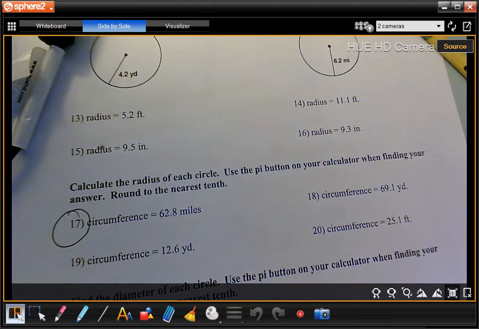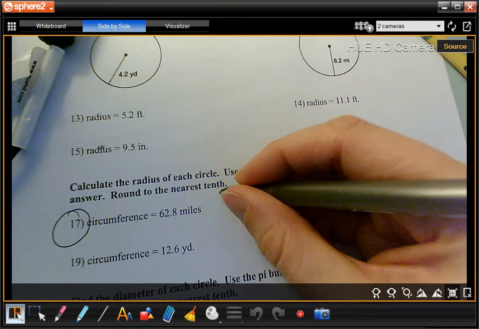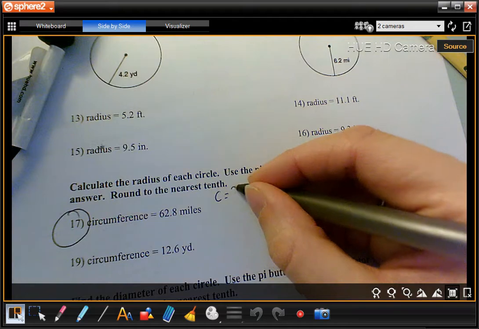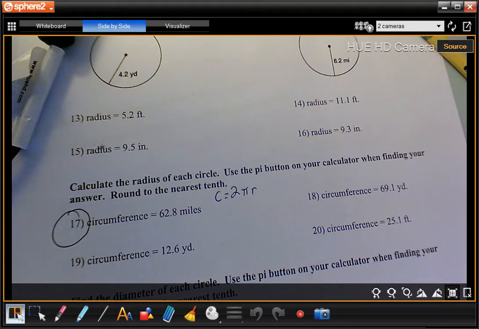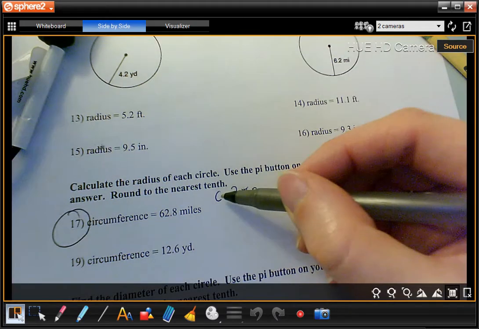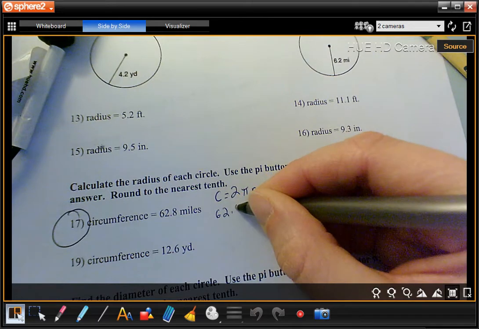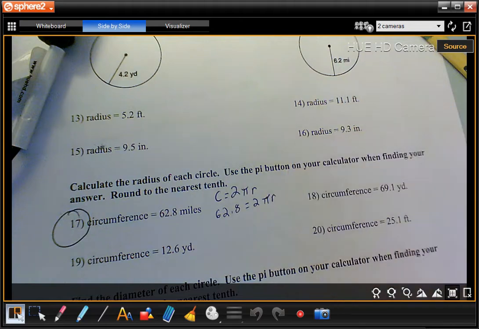Let's remember what circumference is one more time. You can look on the front, you can look in your circle book. Circumference is 2 pi r. It says find the radius. We don't have the radius here, but we do have circumference. So that C for circumference, I can replace with 62.8 equals 2 pi r. I need to figure out what r is.